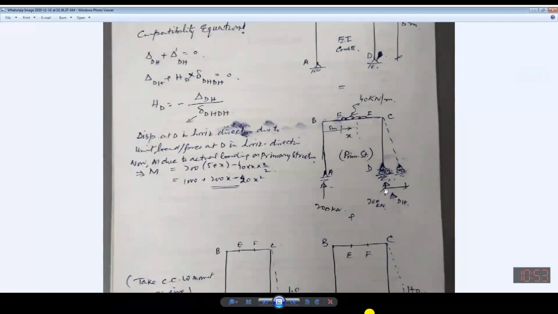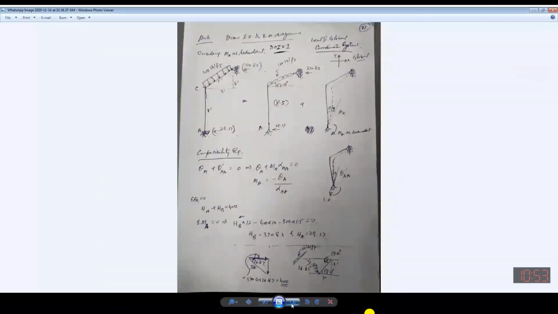Origin has been taken at D. Now this 200 kilonewton is passing through this joint, so it will be having no effect to produce the moment for this CD part, CD segment. So its effect will be zero. The same is written over there. You can see it, this one, that it is written as zero.